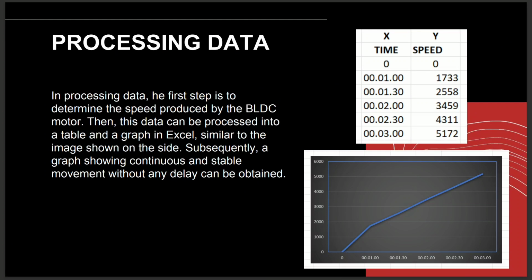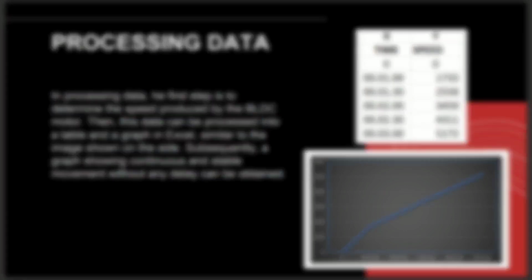Next, here is the processing data. You can see the table of data in the slide. In processing data, the first step is to determine the speed produced by the BLDC motor. Then, this data can be processed into a table and a graph in Excel, similar to the image shown on the side. Subsequently, a graph showing continuous and stable movement without delay can be obtained.